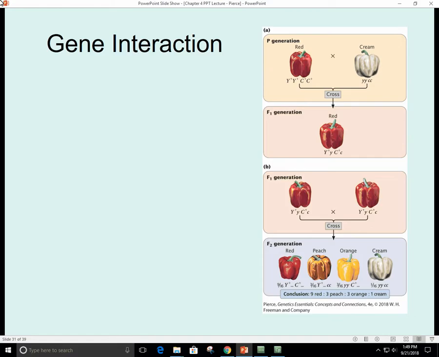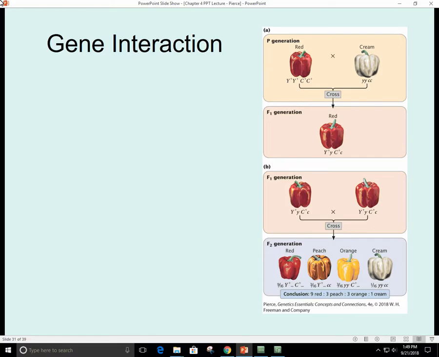And so what you can have here is, let's say you cross a red pepper with a cream pepper. And if you follow the genetics of it here, you can see why you would get this genotype. And the pepper looks completely red because the big Y is the dominant red allele and the big C is the dominant for lots of color. But then when you self-fertilize this guy, you get not just red and white anymore, you get some in-between colors.